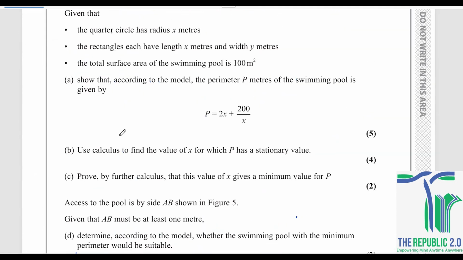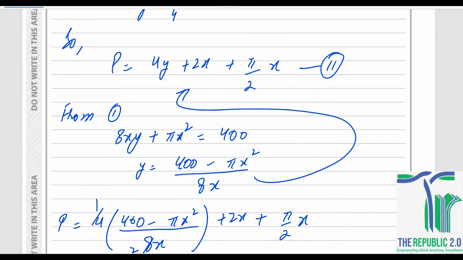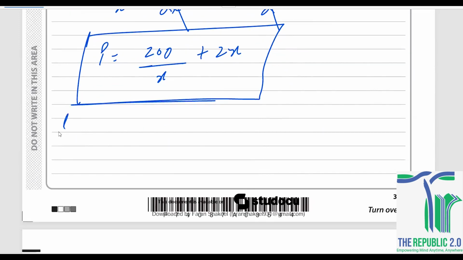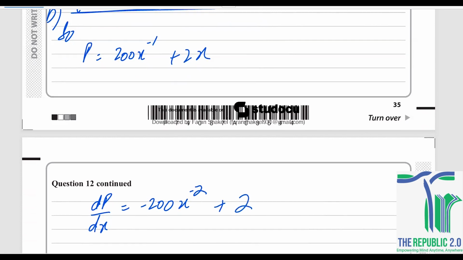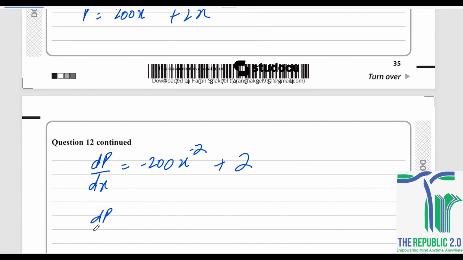Now in the B part of the same question, use calculus to find the value of x for which P has a stationary value. How would we get the stationary value? We just need to get the first derivative of this equation. So for the B part, P is basically 200x⁻¹ + 2x. Differentiating, I would have dP/dx = −200x⁻² + 2, and I would end up having dP/dx = −200/x² + 2.